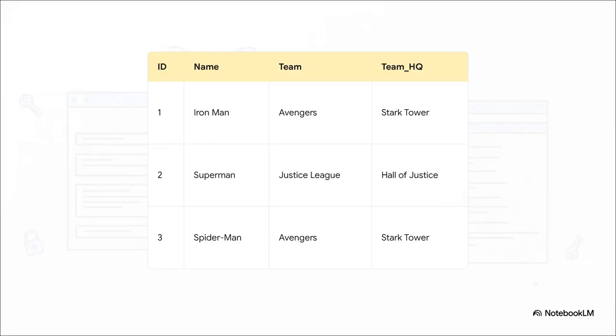And here we go. Look at that. The problem pops up almost immediately. We've only got a few heroes in here, and we're already repeating ourselves. Iron Man is an Avenger, their HQ is Stark Tower. Spider-Man joins the Avengers, his HQ is Stark Tower. We've now typed Avengers and Stark Tower twice. This is data duplication, and in the world of databases, that is a huge red flag.